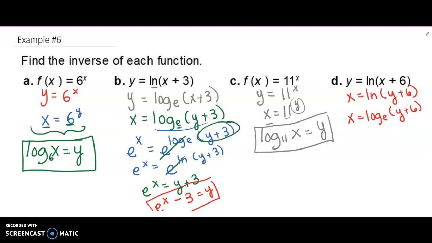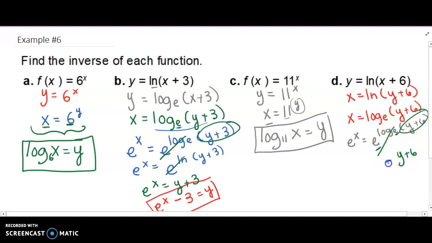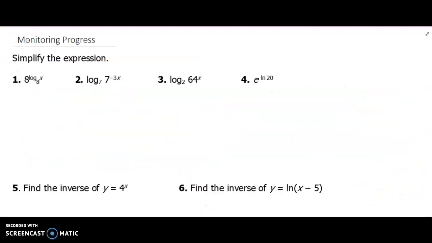Okay, now, from here, anytime I do natural log, I think I want to go with the number e. So I can say e to the x equals e to the log e of y plus 6, or e to the natural log of y plus 6, that's fine too. And notice my e and my e, this is equal to y plus 6. Okay, to get y by itself, I subtract 6 from both sides. There's my inverse.